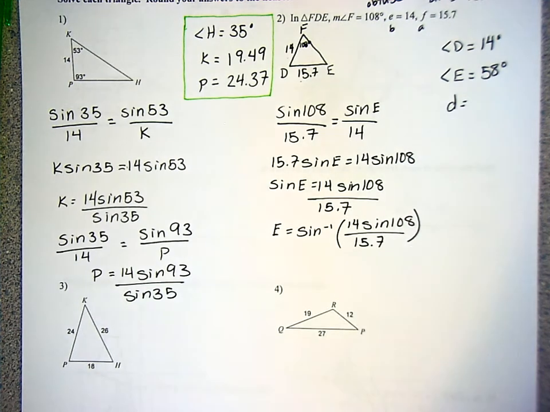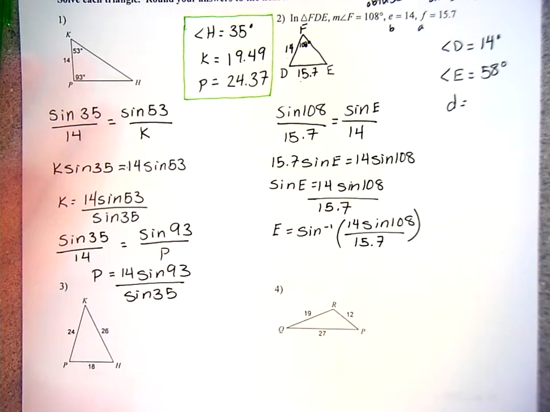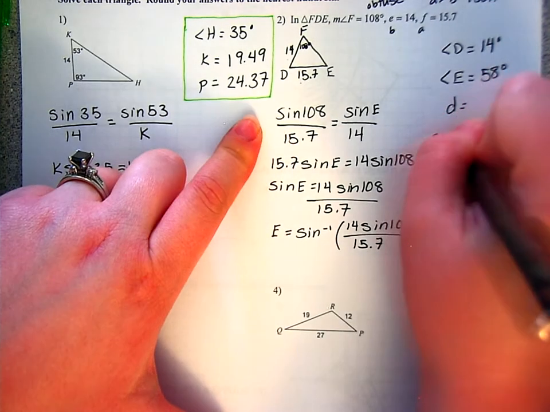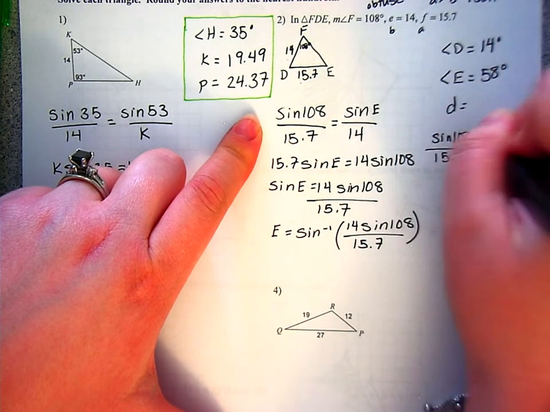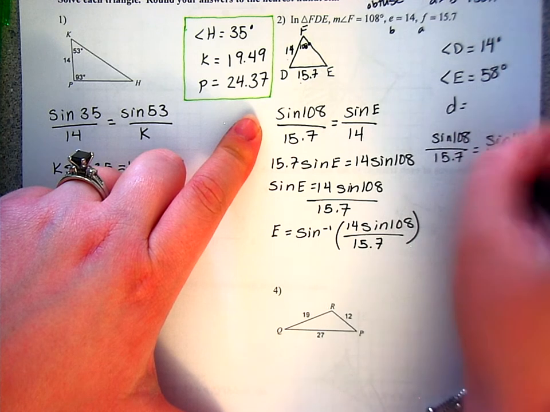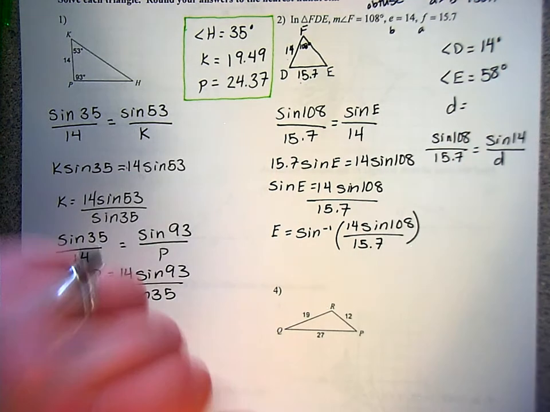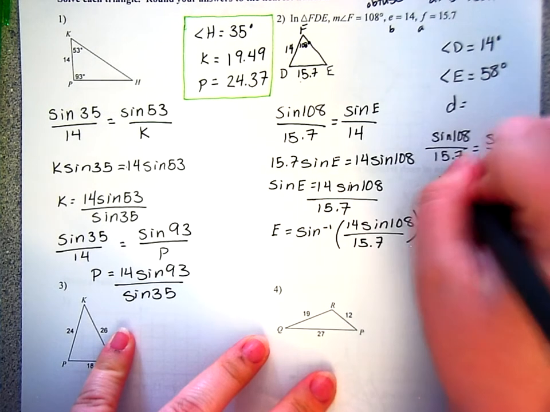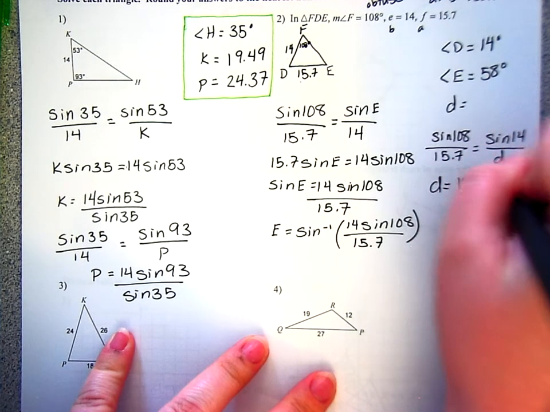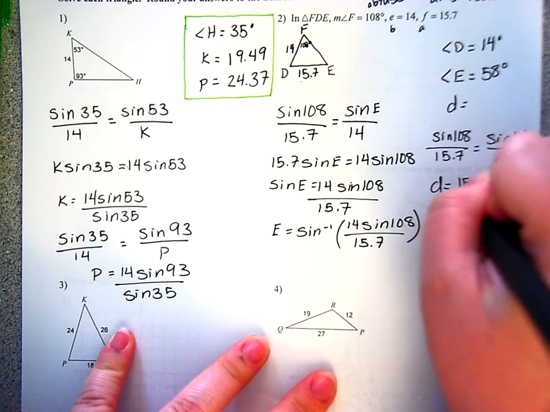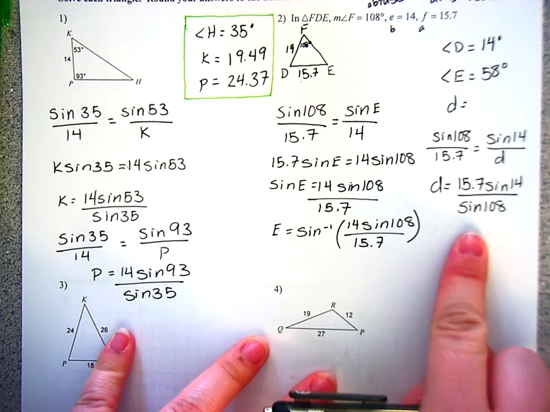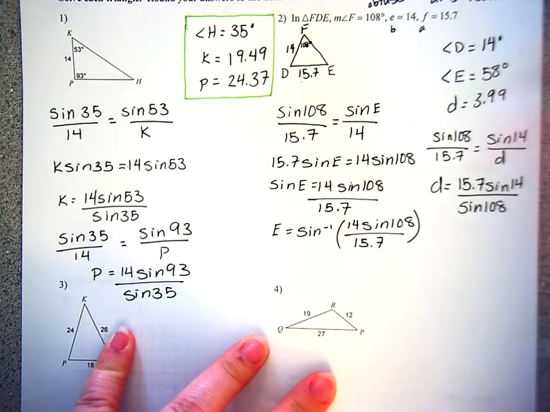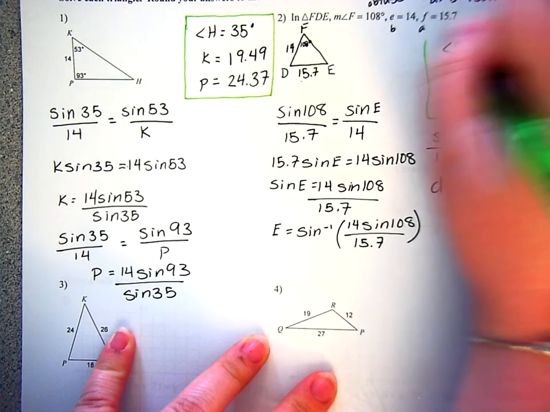Now we're solving for little d because that's the last piece of my puzzle. So I'm going to have sine of 108 over 15.7, and then I'm going to have sine of 14 over little d. So I'm going to cross multiply and divide. And so what I'm putting in my calculator, d is equal to 15.7 times the sine of 14 divided by the sine of 108. This is what I'm putting into my calculator. And that's going to get me 3.99. So our triangle is solved because I found all that missing information.